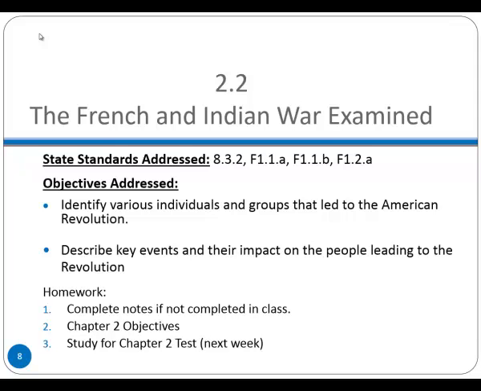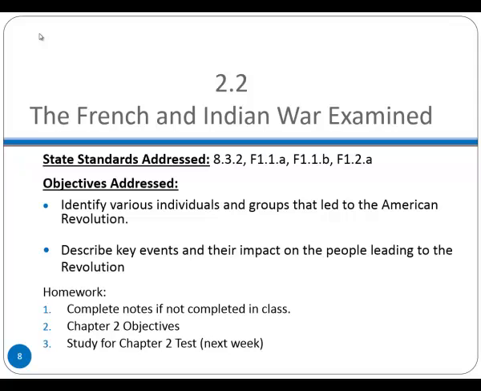We're looking at their objectives. We're continuing on: identify various individuals and groups that led to the American Revolution. And then we're adding to our objective list today: describe key events and their impact. Now, one thing when you're working on your objectives, the second objective, like the first on this slide, we will be building. So you will not be able to complete both of these today, but you'll continuously add to them. So make sure that when you're working on these objectives, you continuously add to them.